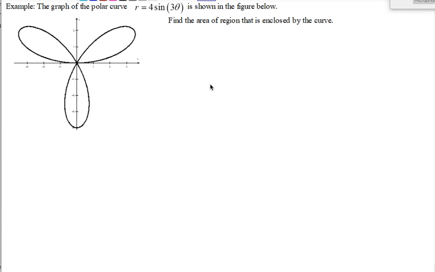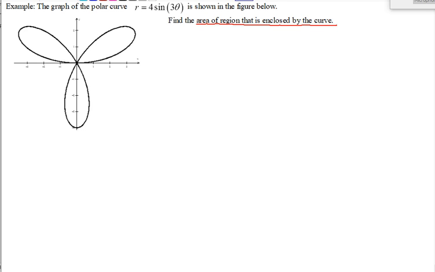Let's first look at one of these, sometimes called flower graphs with polar coordinates. They create these nice, beautiful flower-type graphs. Here's the graph shown in our figure, and it says find the area of the region that's enclosed by the curve. Notice we're not given an interval where this might apply. It might be 0 to 2 pi, it might be something else, we don't know.